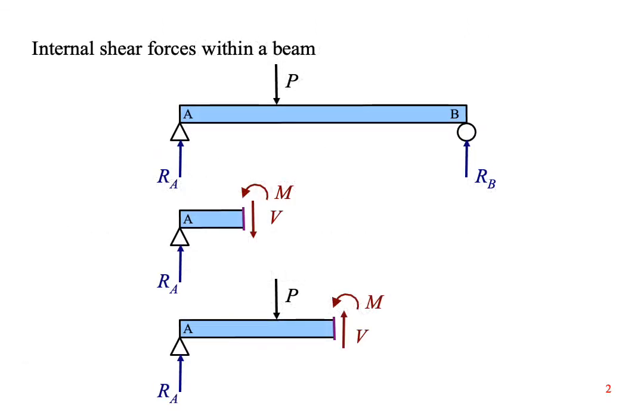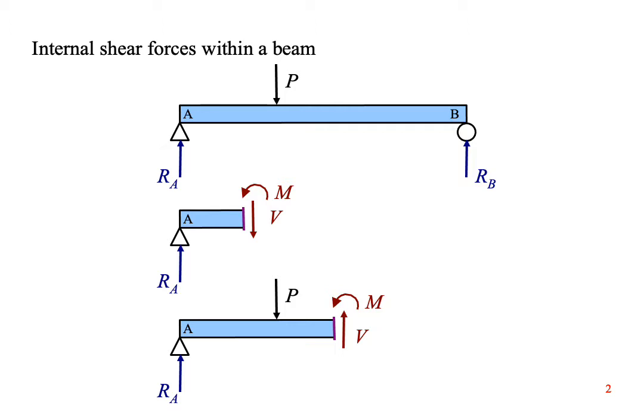Here's a simply supported beam with a point load. Let's imagine what would happen if we were to slice the beam vertically at some point close to R sub A. We'll draw a free body diagram of the left-hand portion of the beam. R sub A is going upwards, so there must be an equal and opposite force going downwards. We'll call this vertical load V. In this beam, V equals R sub A. If the loading were different, then the value of V would be different.